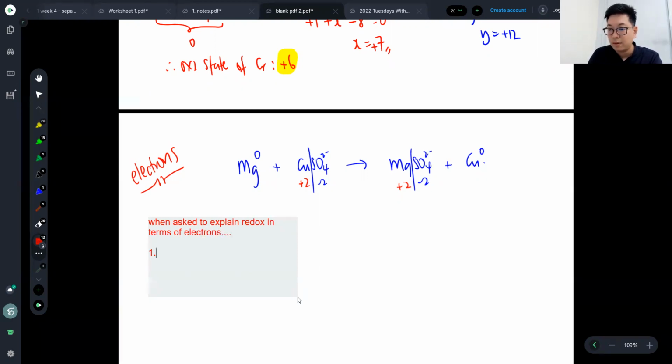Number one, fill in oxidation state first, because it's really very hard to see electrons. But it's easy to see oxidation state. It's easy to see charge. So I will fill the oxidation state first. Then I will play cheat.